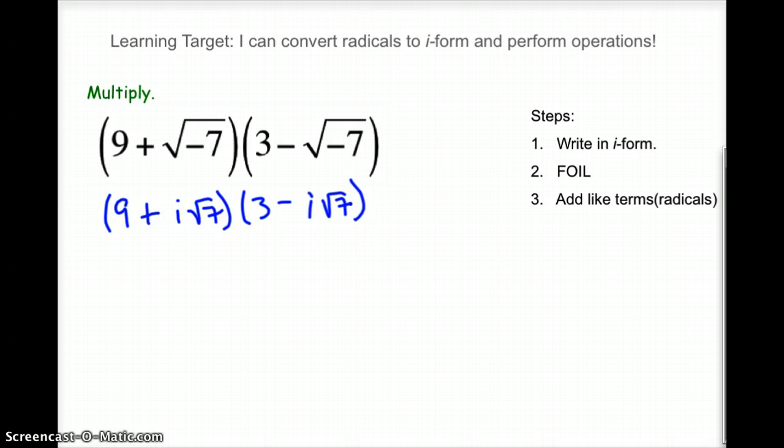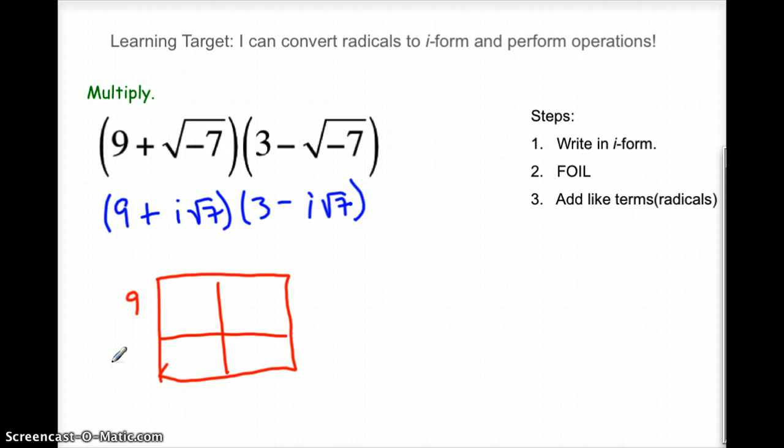But this is a foiling one, so I'm gonna do the grid because a lot of you liked the grid with radicals. I know there were some of you that didn't, so you do your arrow thing or whatever you do to foil. But for the sake of what we did in class to be consistent, I'm gonna do the grid thing. So I'm gonna put the first group here and the second group going along the top. Remember to put that negative I, radical 7. And then we're gonna multiply to fill in. So we're gonna do 9 times 3 and we're gonna get 27.